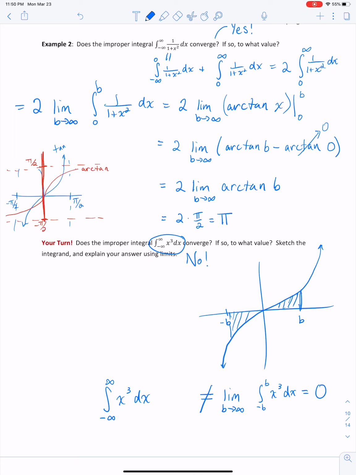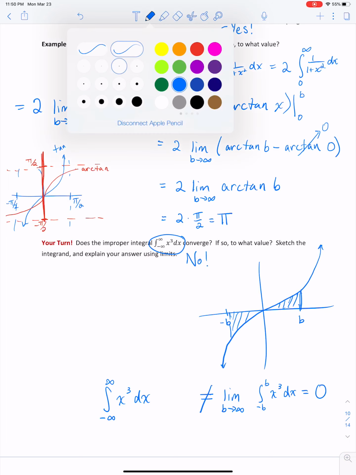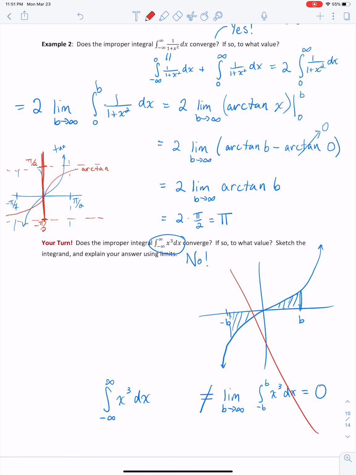So this is not the right picture here. Let me go ahead and just cross it out. You don't want to do this. Instead, what you want to do is two separate limits.